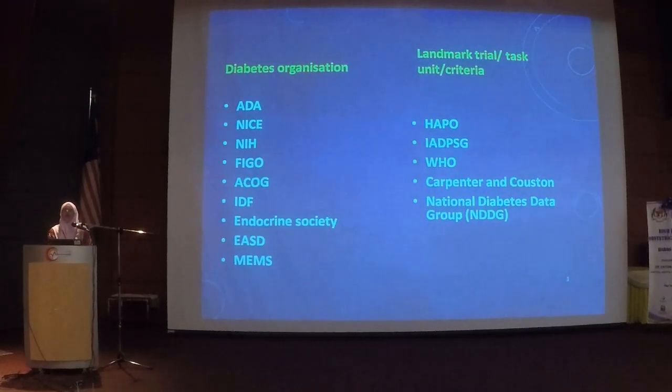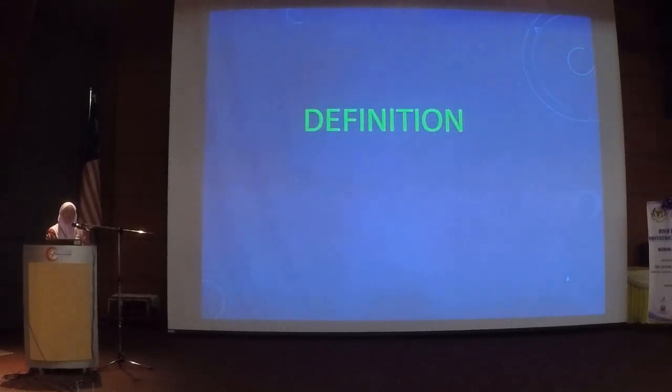So, if you read the papers on GDM, you'll be confused. Maybe you're smart people, you won't be confused. But I was very confused because there's so many diabetes organizations. America will say one thing, Europe will say another thing, UK wants their own guidelines. So we in Malaysia don't know which to follow, so we take half-half. The slide is showing the landmark trial, HAPO, and subsequently the task units developing different criteria. So when I mention after this, you will know whether it's an organization body or a task force.